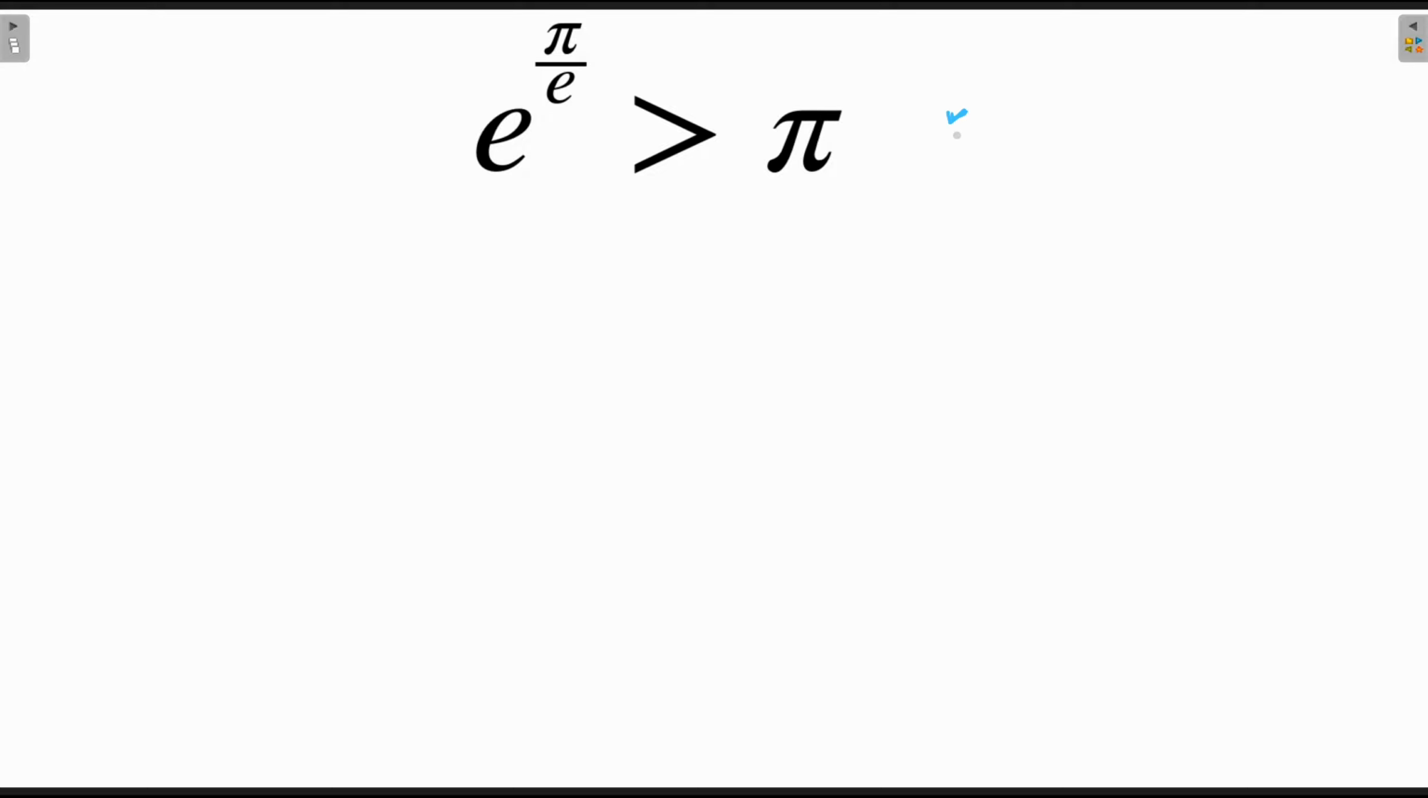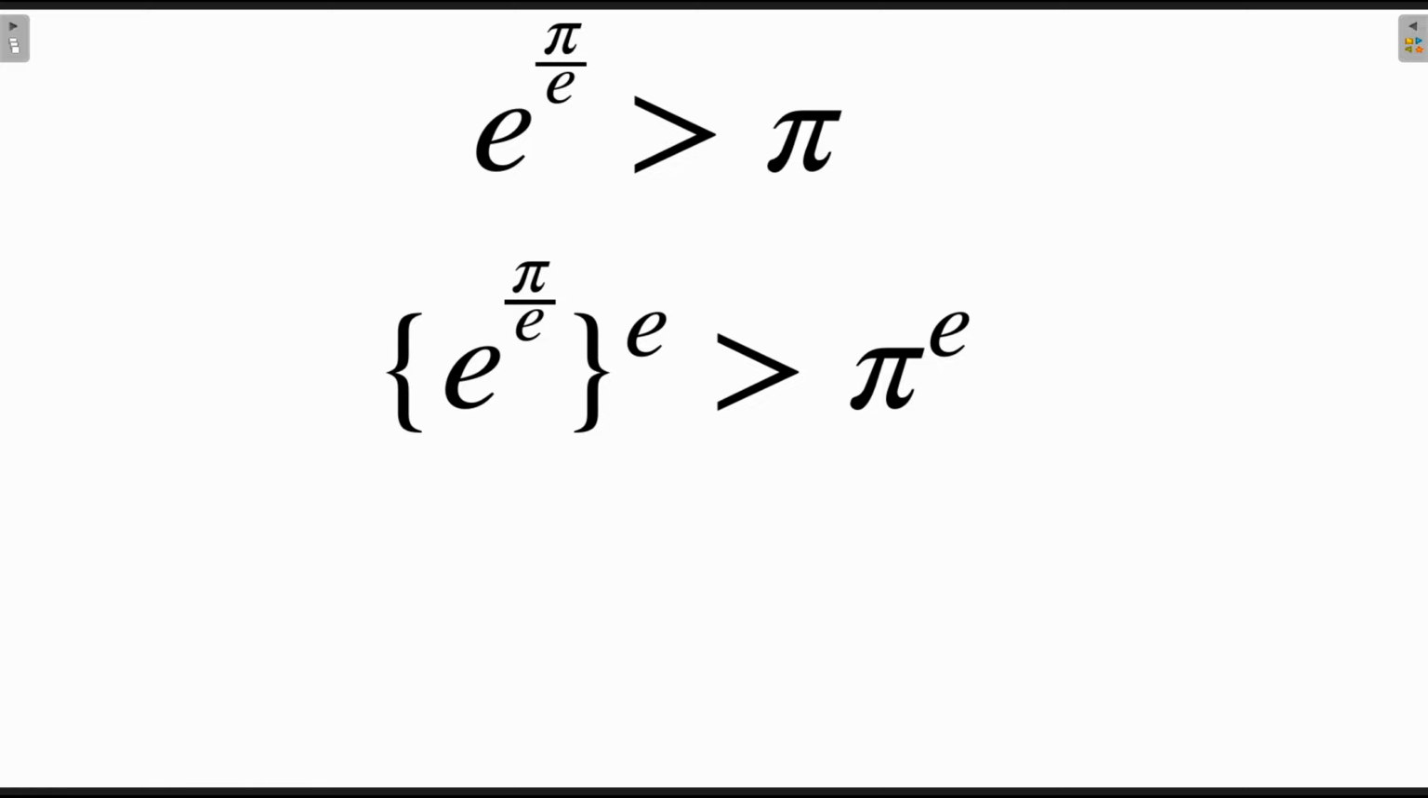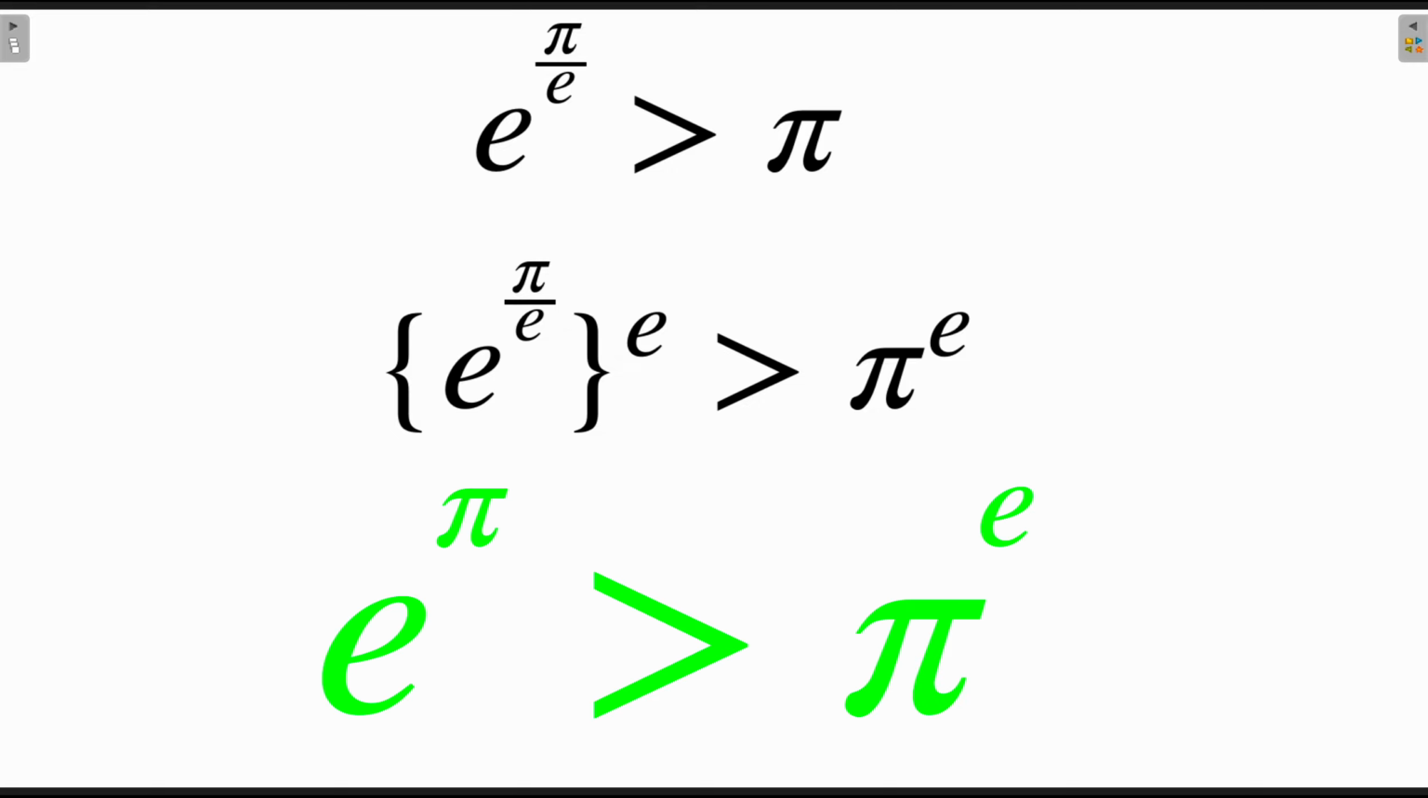So we are almost done. What is the next step? We raise both sides to the power e. If we do that, we get e to the power pi by e, all to the power e, on the left, and pi to the power e on the right. On the left, e and by e cancel, so we get just e to the power pi, and on the right it was just pi to the power e. So e to the power pi is bigger.